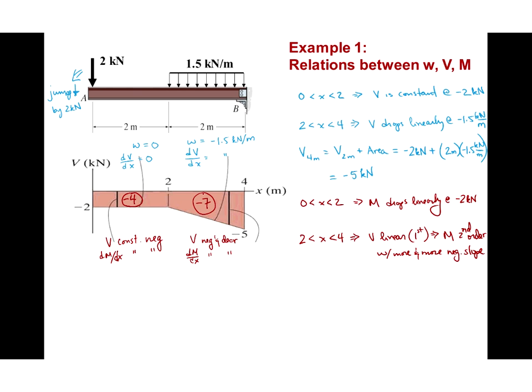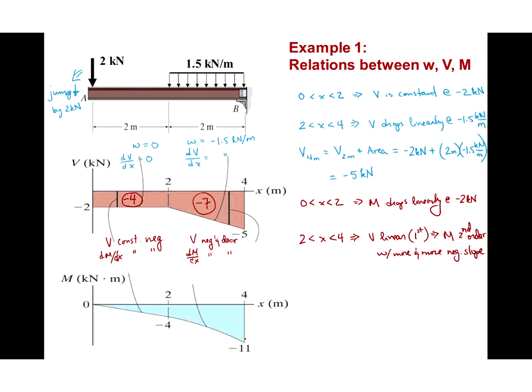And so we know that the bending moment is going to go from 0, it's going to drop to -4 linearly with a constant negative slope. And then, after x equals 2, it's going to drop by another 7 kilonewton meters from -4 to -11, and it's going to do so in a parabolic fashion. Or in other words, it'll look like this. Right? So M goes from 0 to -4 in a linear fashion, and then from -4 to -11 by a second order parabolic function.